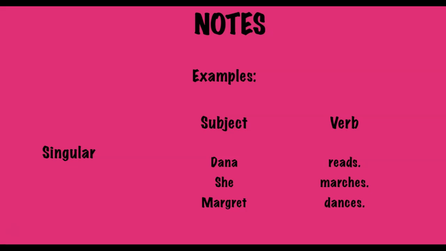Then we have Margaret. Margaret does what? Margaret dances. You wouldn't say she march, Dana read, Margaret dance. It doesn't make sense. It's Dana reads, she marches, Margaret dances.